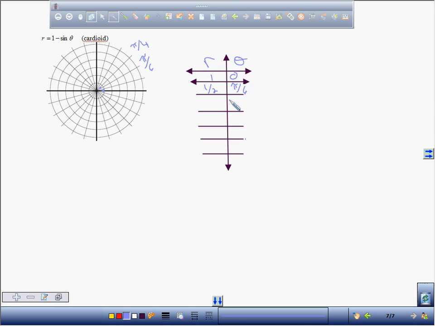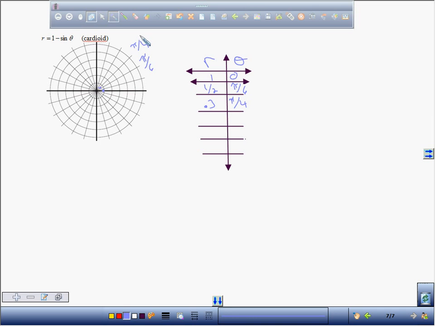Then I'm going to pick pi over 4. Anyone remember what the sine of pi over 4 is? Root 2 over 2, which is about 0.7. So if I take 1 minus 0.7, I get out approximately 0.3. So this one's even inside of there and somewhere over here. It's really hard to see. I can't even see it.